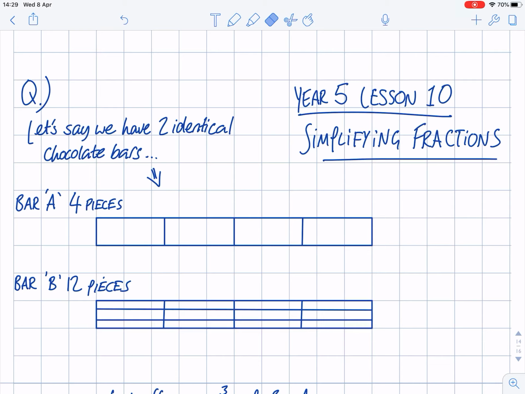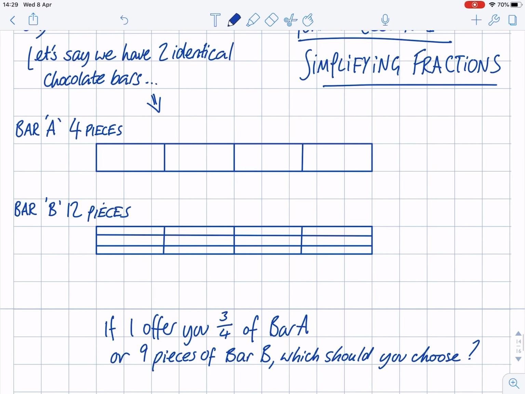So let's look at this first question. Let's say we have two identical chocolate bars, bar A, which is split into 4 equal sized pieces or fractions, and bar B, which is split into 12 equal sized pieces or fractions. And the question I'm going to put to you is, if I offer you 3/4 of bar A or 9 pieces of bar B, which should you choose if you want the most chocolate?